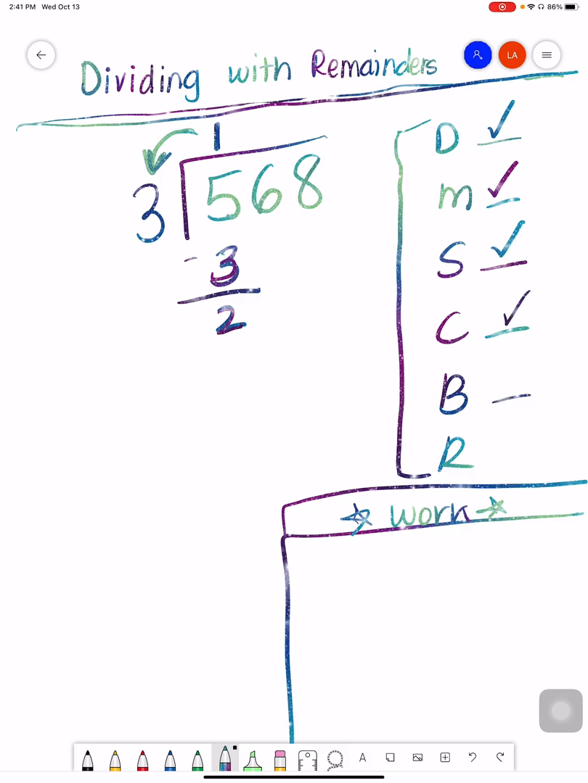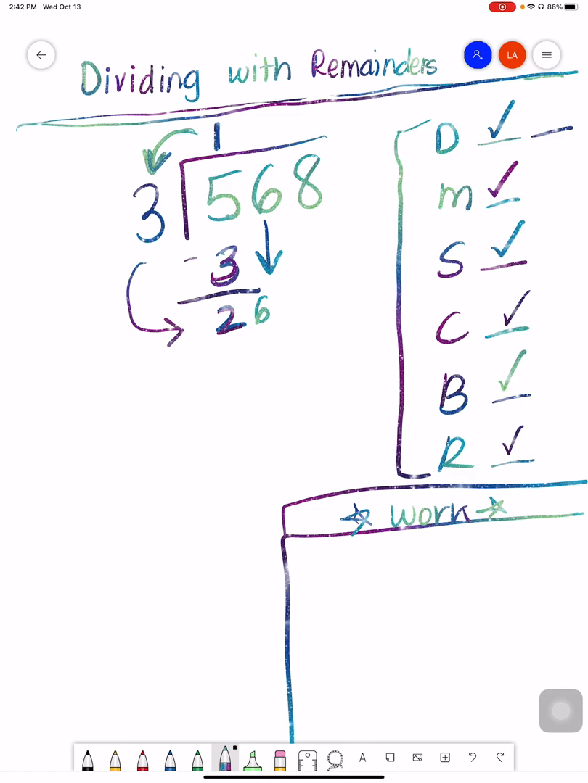All right, now I'm going to bring down. I bring down one digit at a time. So I'm going to bring down the 6 in the tens place. And I'm going to ask myself, can 3 go into 26? Yes, it can. So it's time to repeat.